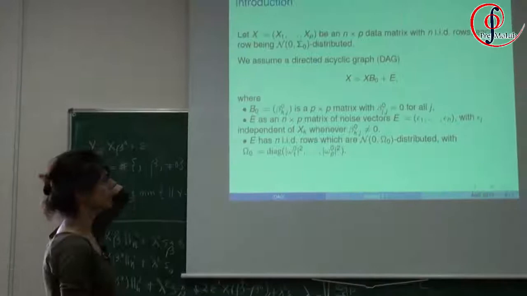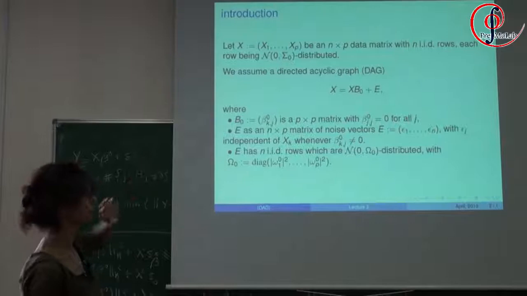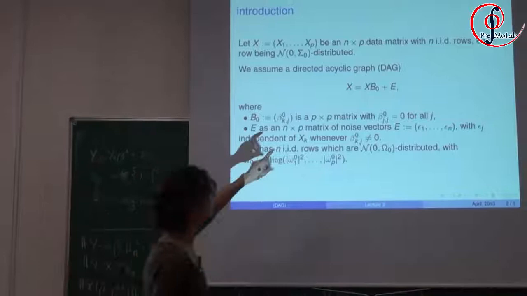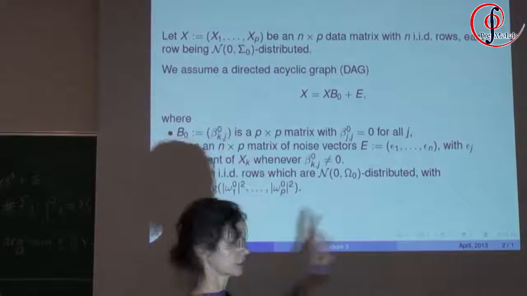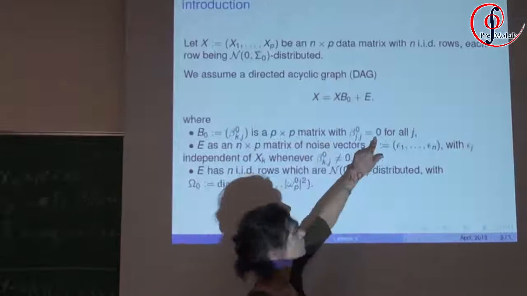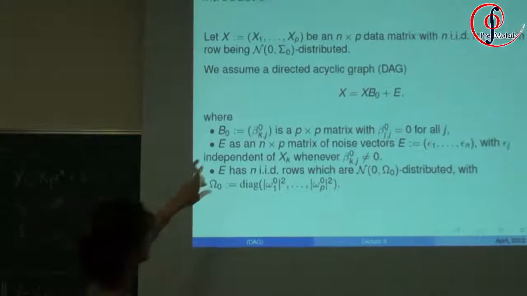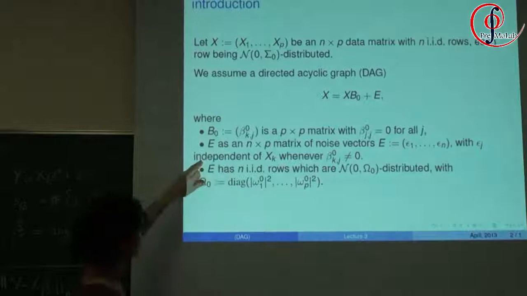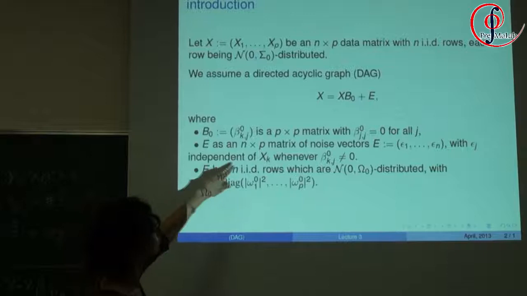So we have a Gaussian design, a Gaussian design matrix X. Because there's no response variable, we just want to look at the X matrix. We say X is a directed acyclic graph. In the Gaussian case, that just means you have this linear model. B0 is the edges, a p times p matrix with zeros on the diagonal: you cannot be a parent of yourself, that's what it says. And epsilon is a noise factor, but we assume them to be IID, independent of each other, and independent of the parents of a certain child.